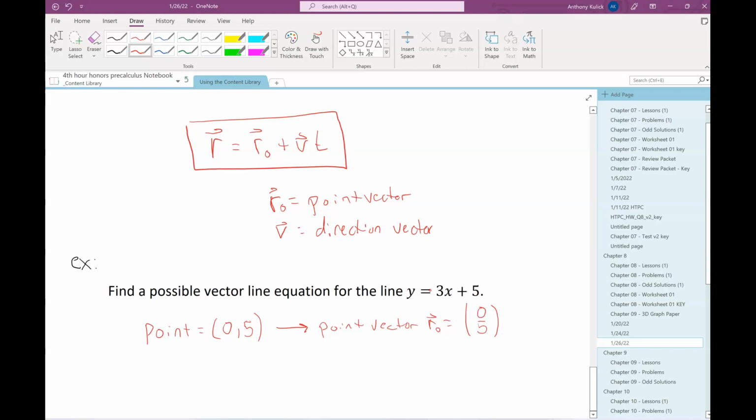We good there? Then I'm going to need the slope from our line. What's the slope from our line? Anybody? 3. I'm going to write it as 3 over 1 because I want to change that into a direction vector. What would the direction vector here be? 1, 3. Good.